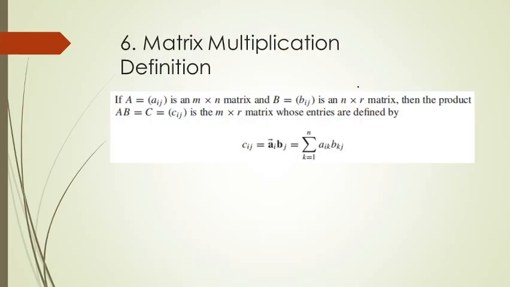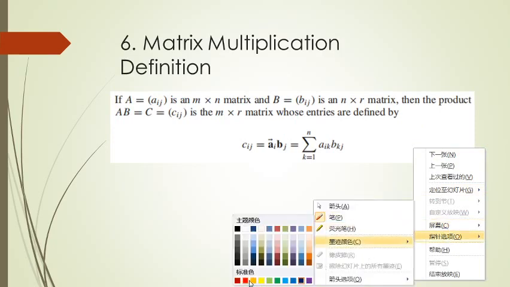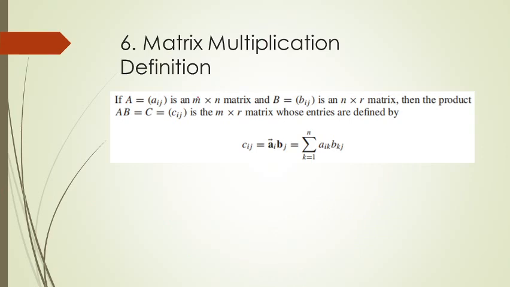Okay, consistency. Now next, we will introduce the important operation in the matrix, as well as the difficult one: matrix multiplication. So here, if A is M by N format, B is N by R format, then the product A times B, we can write as the new matrix C. What is the dimension for the matrix C?